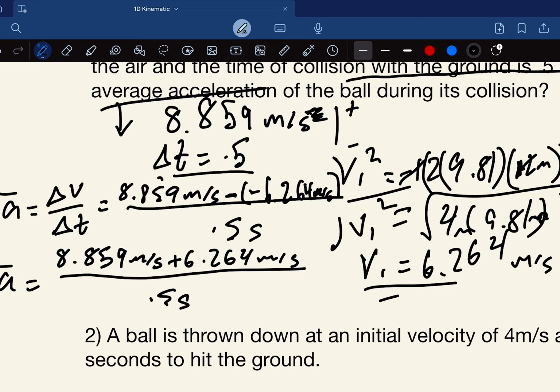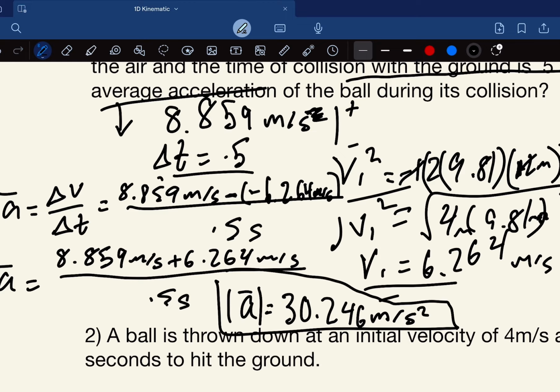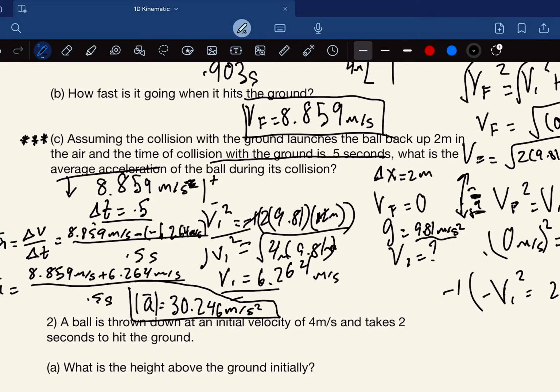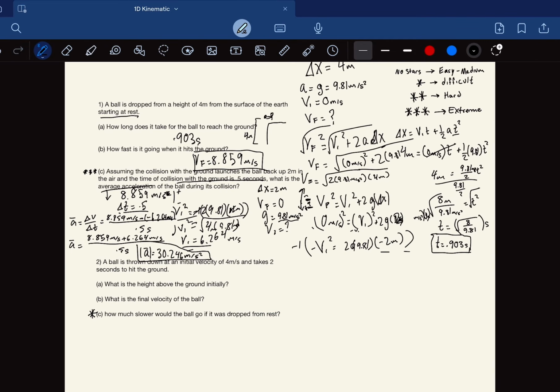So we have our average acceleration, also the magnitude, is equal to 30.246 meters per second squared. That is our final answer for the super difficult question. That is the most difficult question of today.